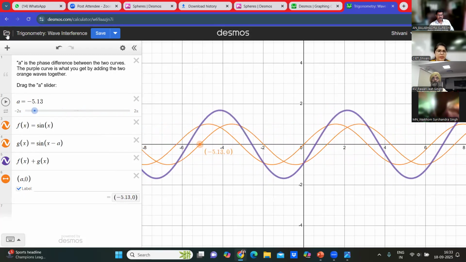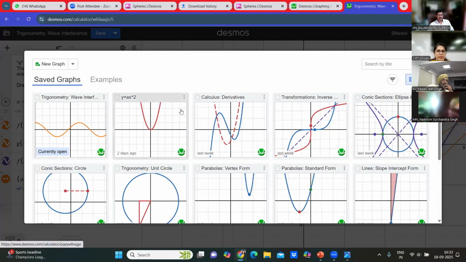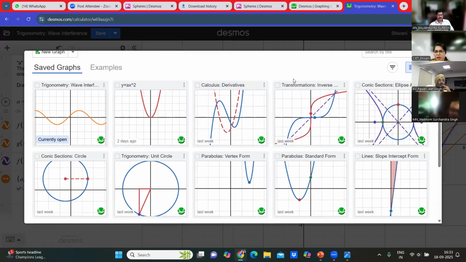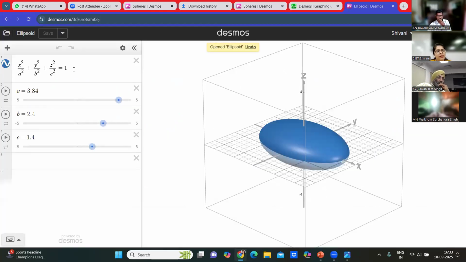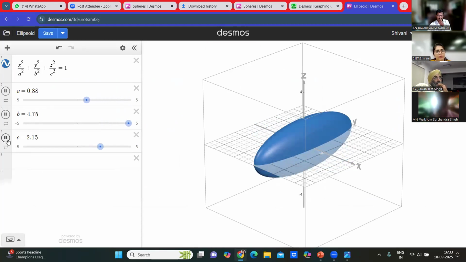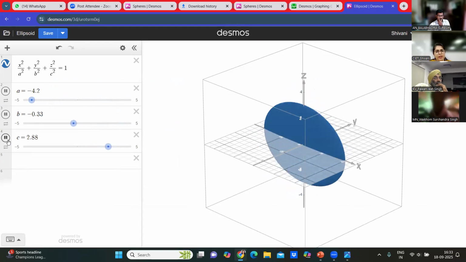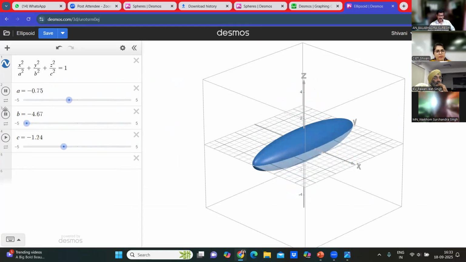So this is interactive. Here you can see many interactive derivations, many interactive things we can do. Simple, this is the equation of ellipse. I have written the general equation of ellipse. Then what is the impact of A and B and C? These kinds of interactive examples you can see by yourself.